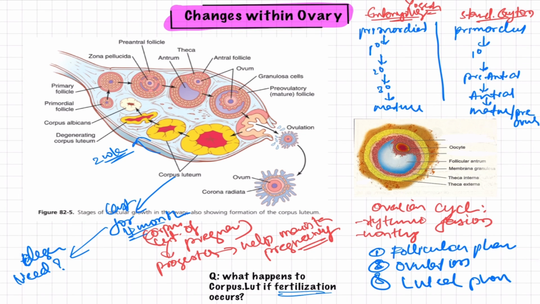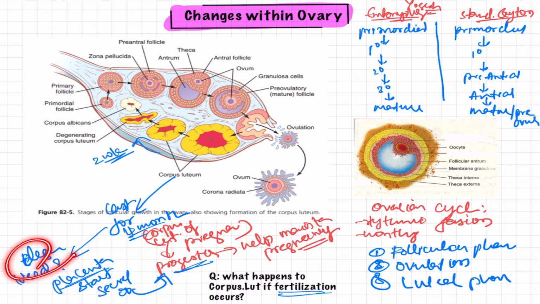Why? Because after the 4th month, the placenta starts secreting progesterone. So as the placenta has started secreting progesterone, there is no need for the corpus luteum of pregnancy. That is the reason why it will degenerate after 4 months. So this is how the questions can be asked. So you must be very clear on the concept.